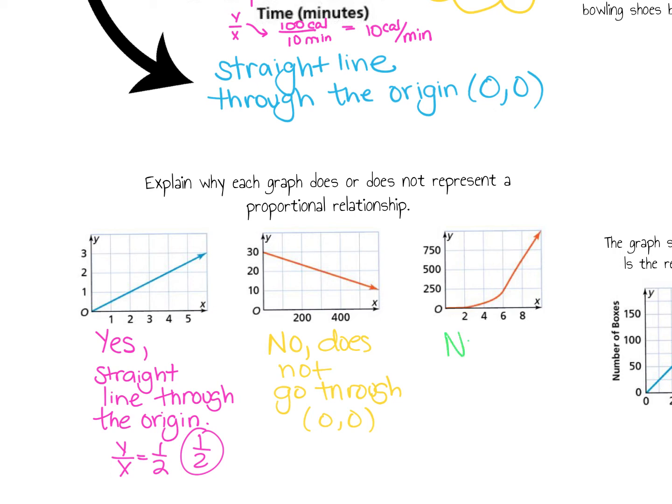It is not a straight line. It does go through the point 0, 0, but it's not a straight line. So this is how you can identify if a relationship is proportional or not.